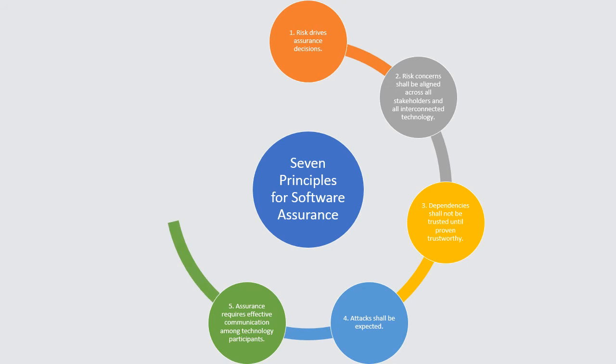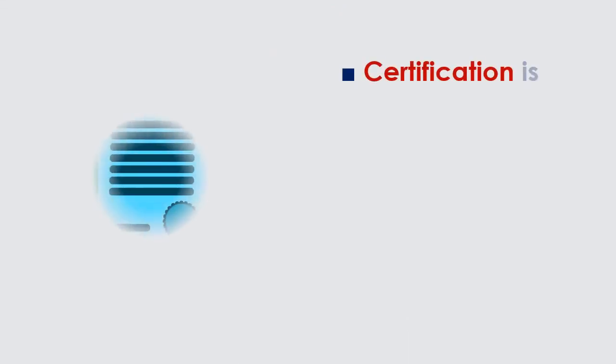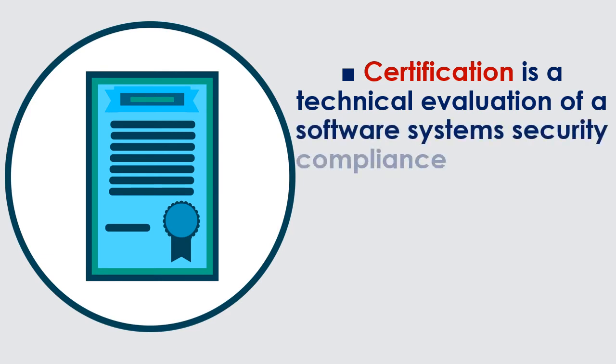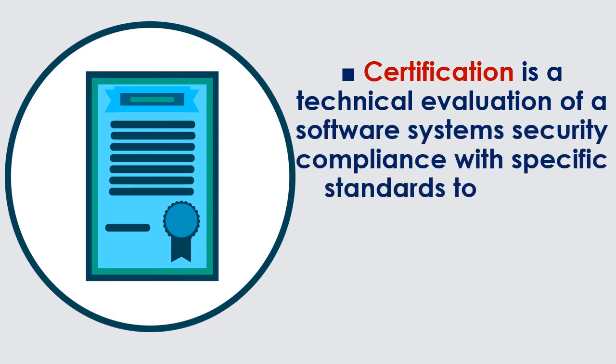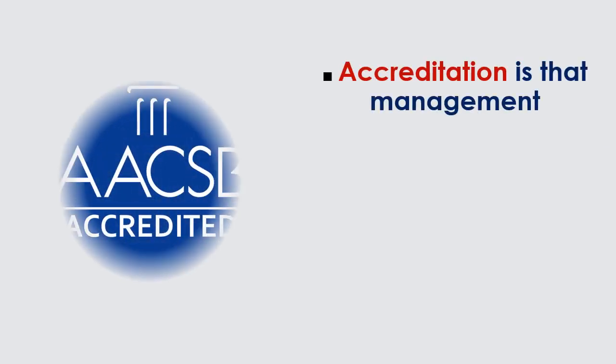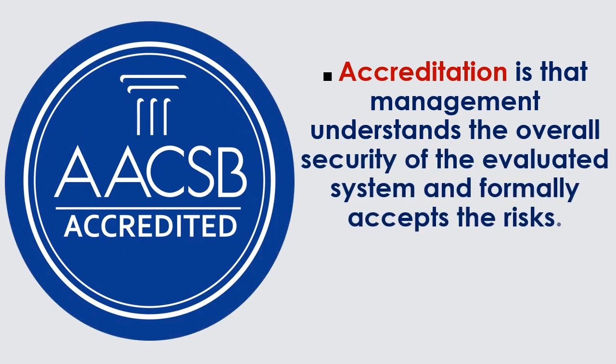Assurance requires effective communication among technology participants. Assurance shall be well-planned and dynamic. A means to measure and audit overall assurance shall be built in. Certification is a technical evaluation of compliance with specific standards to which it should conform. Accreditation is that management understands the overall security of the evaluated system and formally accepts the risks.